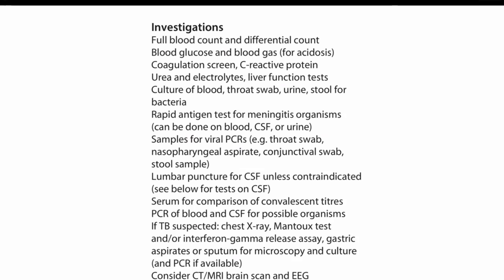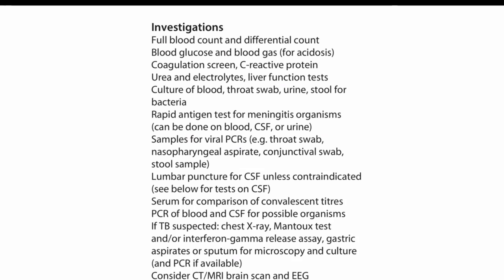So CBC, as we mentioned with sepsis, we need to do it. Blood glucose and blood gas. It's important to take blood glucose for two reasons: to check for acidosis and septic shock in the end stage, but also, the best way to measure CSF glucose is to compare it with the serum glucose. If you need to know whether CSF glucose is really low, you need to compare it to the serum glucose. Coagulation, as we mentioned, urea and electrolytes, liver function tests as needed.